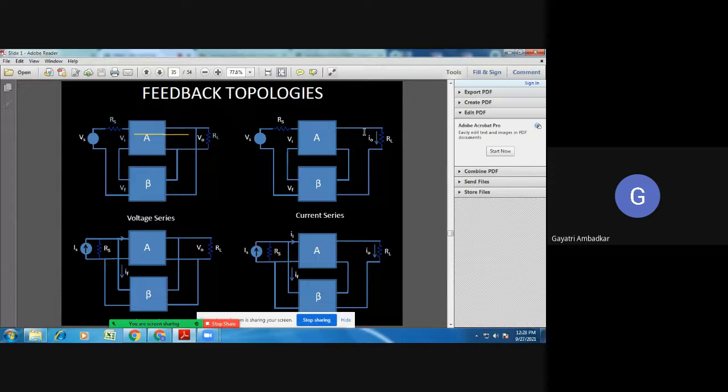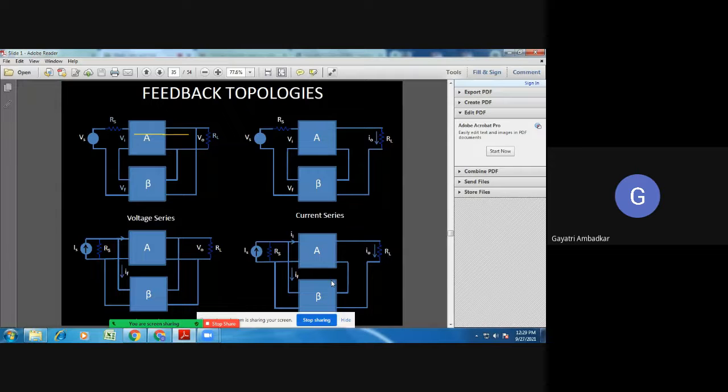Whenever there is sampling and the circuit looks like a series connection, it means we are sampling current. So input is voltage, output is current here. Input is current, output is also current. So which amplifier is this? Current shunt.